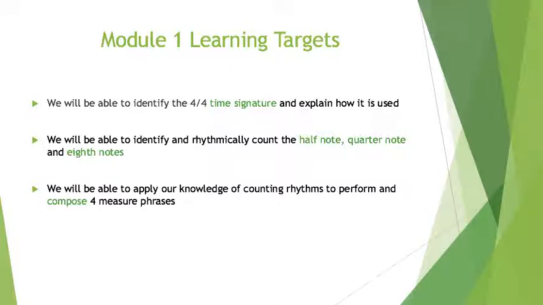I want to start with the learning targets for the overall module, just so you know what to look for and what to be focusing on. The first one is we'll be able to identify the 4/4 time signature and explain how it's used. We'll be able to identify and rhythmically count the half note, quarter note, and eighth note. And we'll be able to apply our knowledge of counting rhythms to performing and composing 4-measure phrases.